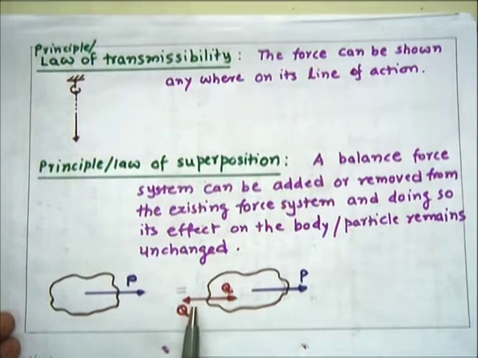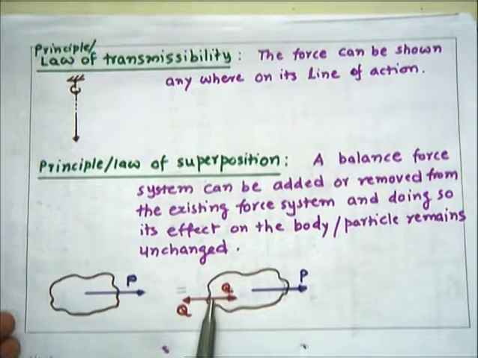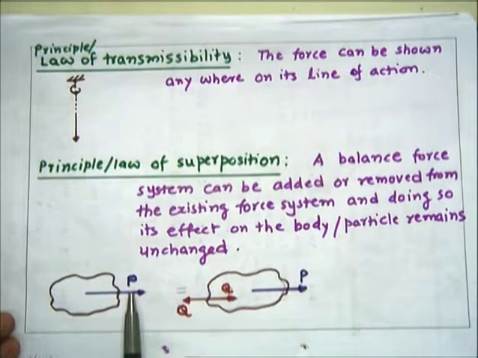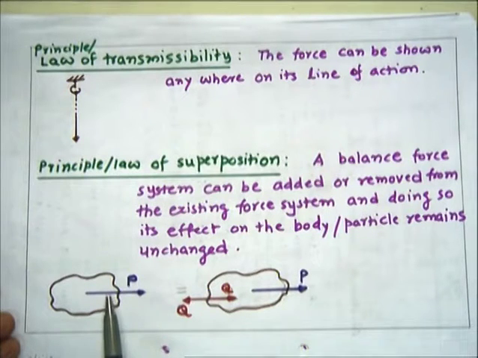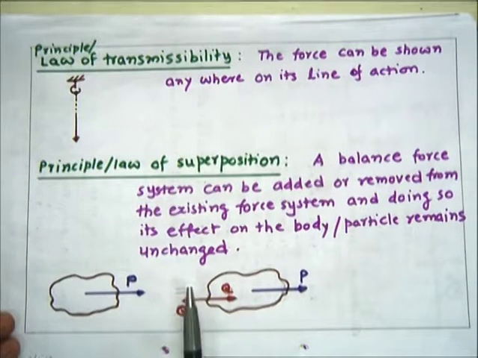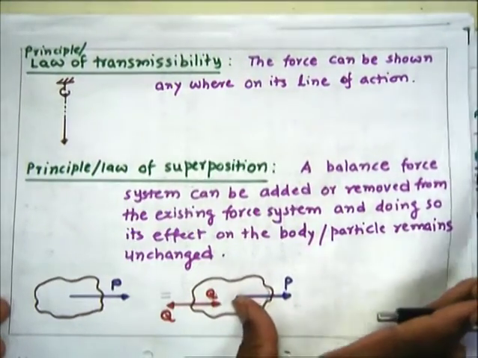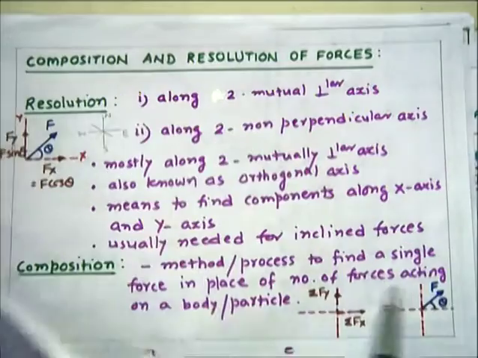So if I add this force system into this existing force system, then its effect will remain unchanged, because actually two collinear forces nullify each other's effect, because this system is already in equilibrium, so it will not disturb the effect on the body or particle. So this is known as the principle of superposition. That is, a balanced force system can be added or removed from the force system, and by doing so its effect on the body or particle remains unchanged.